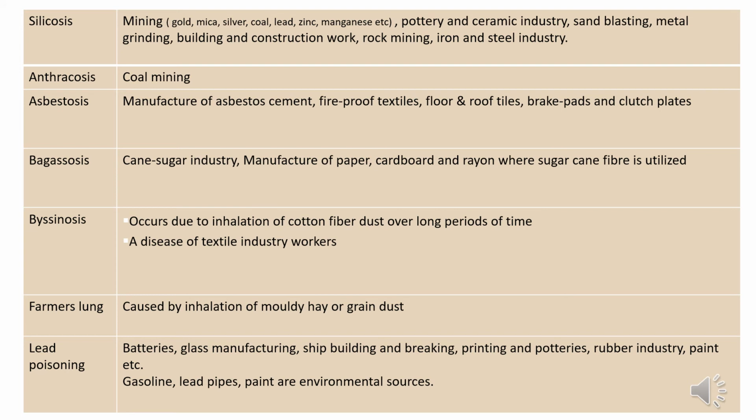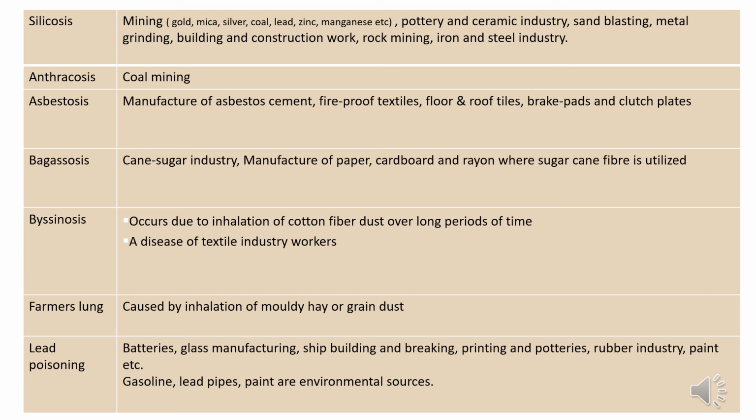Finally, we look at some of the diseases that happen due to certain occupations. This is important for your exam point of view. If the person has been working in mining of gold, mica, silver, coal, lead, zinc, manganese, or pottery and ceramic industry, or sandblasting and metal grinding, building and construction work, or rock mining and iron and steel industry, the person is likely to have silicosis. If he or she goes on to develop pneumoconiosis, it will be silicosis.